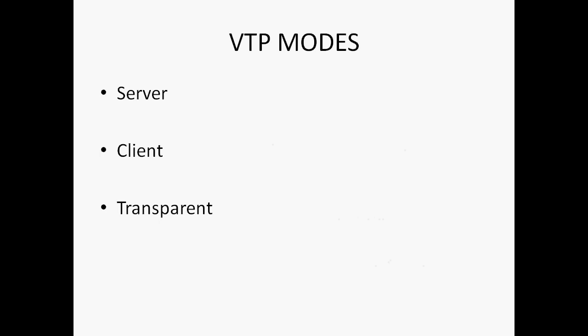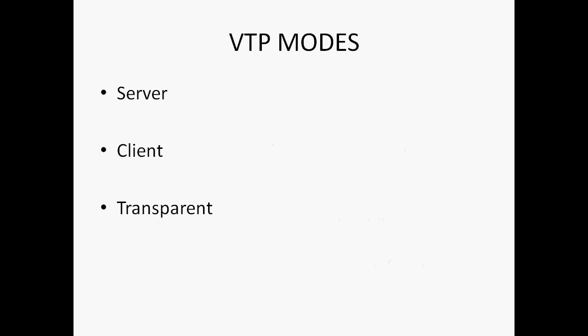One switch can be configured as a server and the remaining switches can be configured as clients. In the server switch, we configure the VLANs, and they are updated to all the other client switches. So we can easily configure all the switches and easily maintain the VLAN database across the different switches.